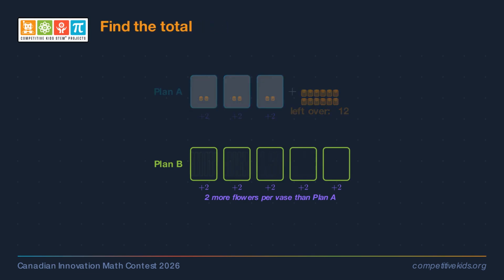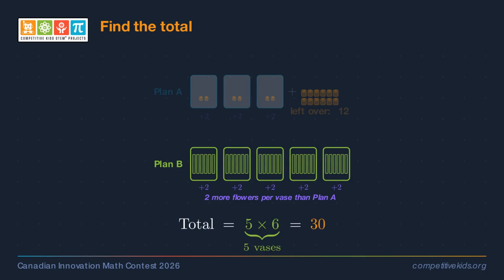Now find the total. Plan B uses 5 vases. Each holds 6 flowers. 5 times 6 equals 30. The total is 30 flowers.